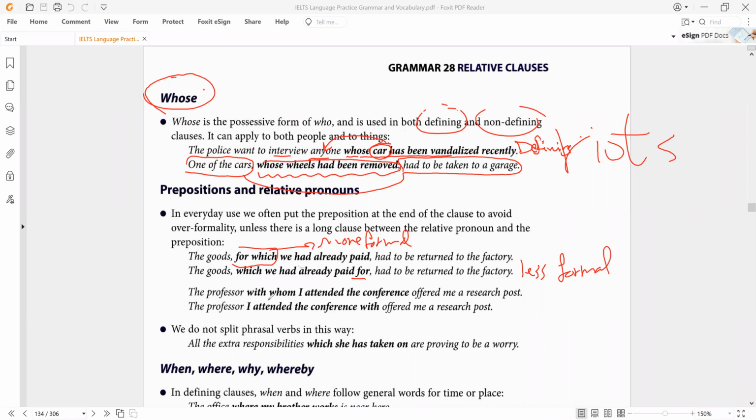The professor with whom I attended the conference offered me a research post. The professor with whom I attended the conference offered me a research post. The professor I attended the conference with offered me a research post. So this is less formal, and this one, with whom, is formal or more formal. Again, this is kind of variety.